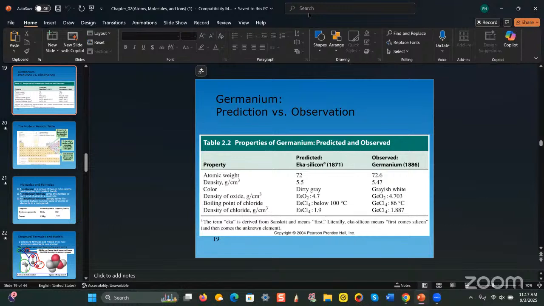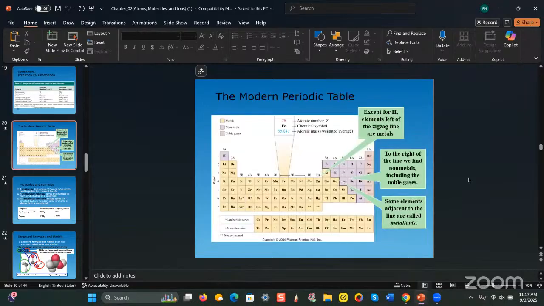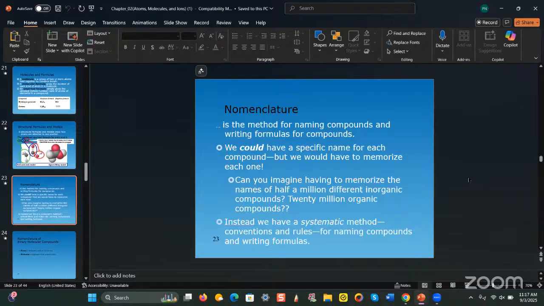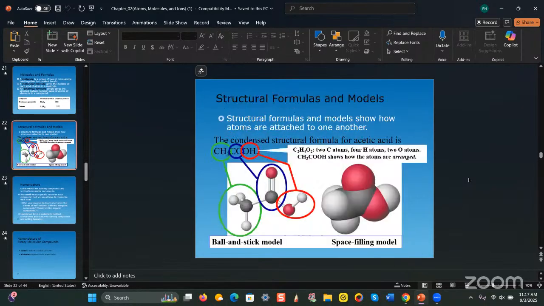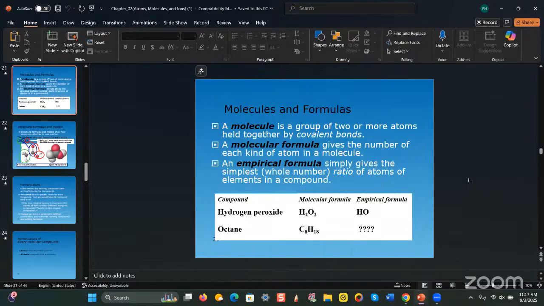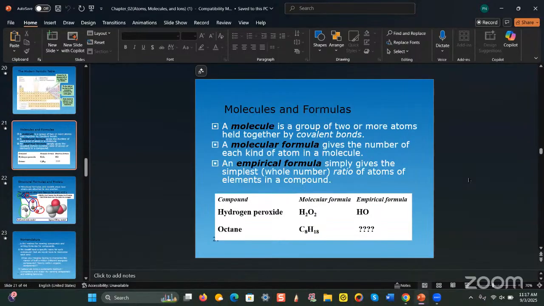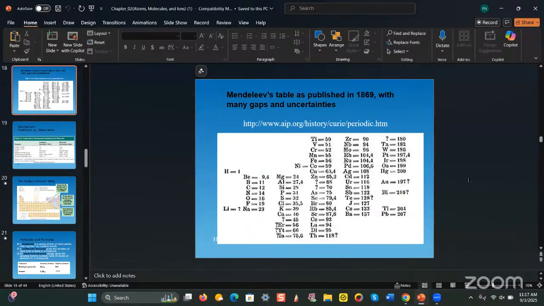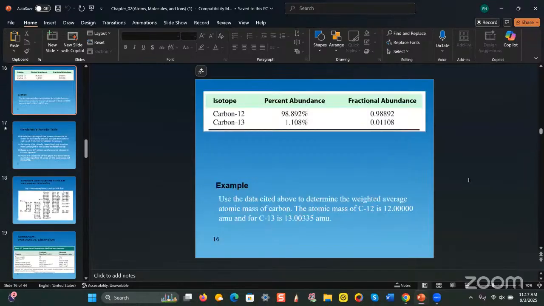Okay, now, if I remember correctly, we're still in chapter 2. Where did we stop the last time? Did we get into nomenclature? Nope. Structural formulas and models? I think the last thing we did was calculating the weighted atomic mass. Oh, okay, so you're talking about this right here. Right. Okay, all right. So let me proceed to the next slide.